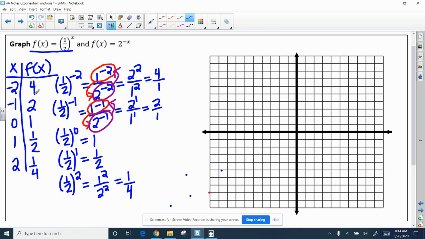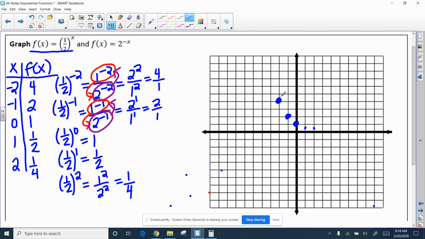So -2, 4, that means I would go left 2 and up 4 to plot that point. -1, 2, left 1 and up 2. I have a point at 0, 1. 1, 1/2 means I go right 1 and up a half, and then 2, a fourth. So over 2 and up a fourth.